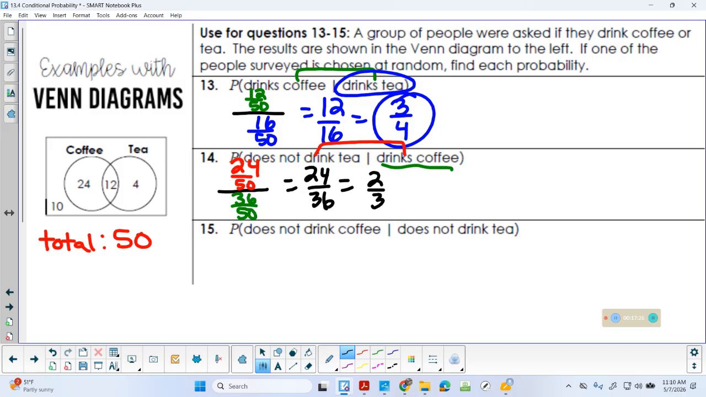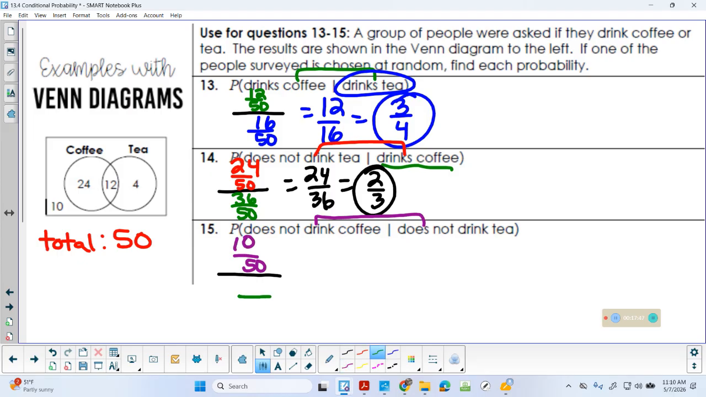Good. Got it. Okay. Let's set up my fractions again. I know I'm over 50. Okay. I'm just going to keep on reading. Does not drink coffee and does not drink tea. So who doesn't drink coffee and tea? Who doesn't drink any of it? 10 of them.